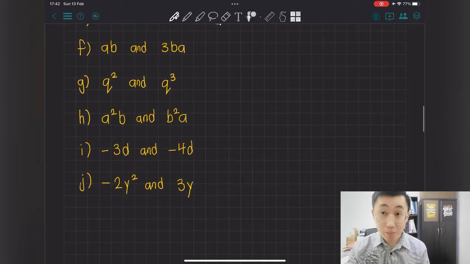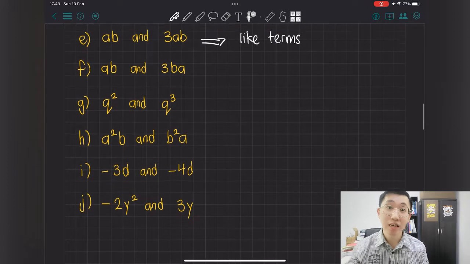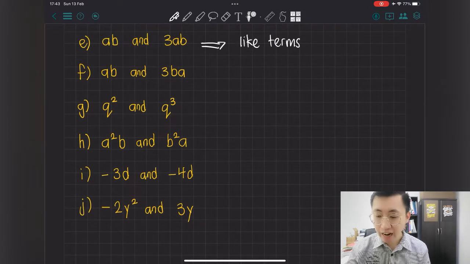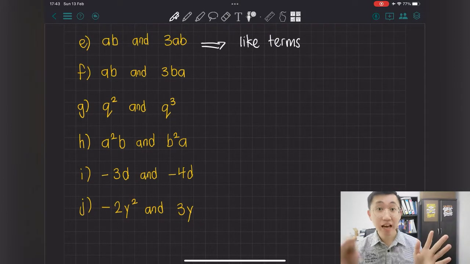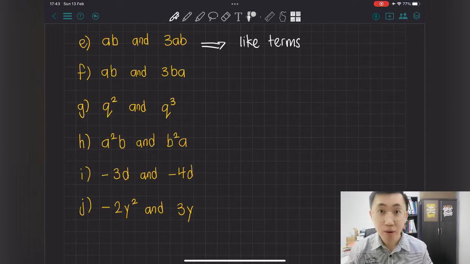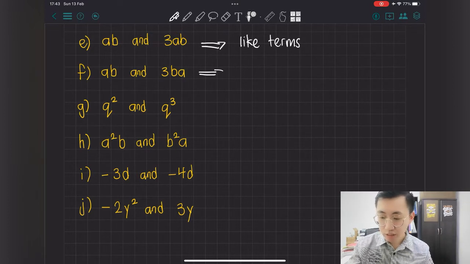AB and 3BA. Okay, I purposely reversed the question like E just now, but I write BA. So they are actually like terms also. AB and BA are the same family. They are like terms. Take note on this. Alright, so these are like terms.